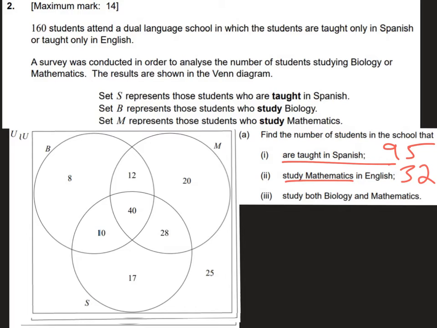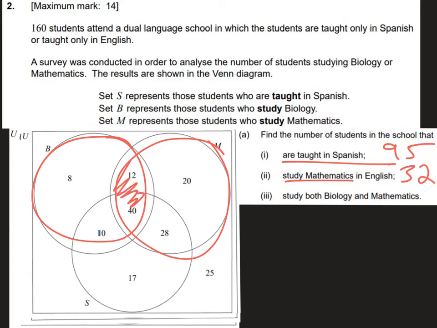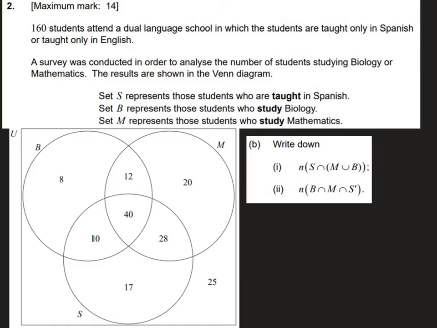Part 3 asks us to identify the students that are studying biology, which is going to be this group here, and maths, which is going to be this group here. So here we are interested in the intersection between the two, which is therefore going to give us an answer of 52.